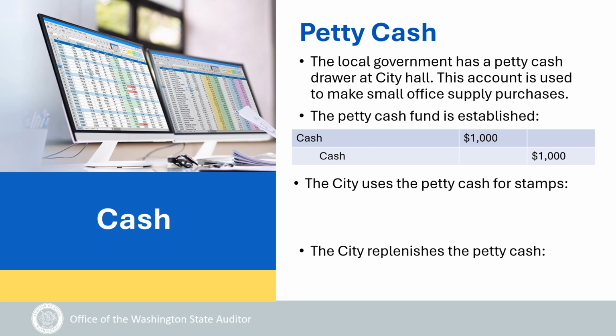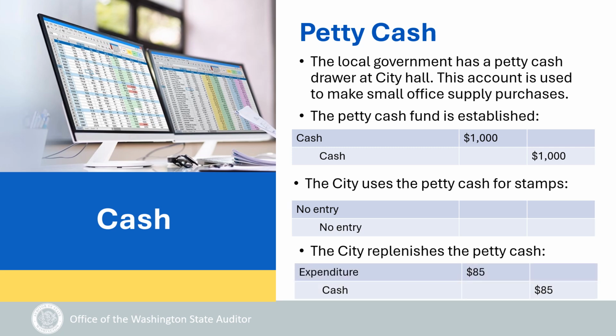Next comes the use of the account. The government in this case utilizes the petty cash account to purchase stamps for use at the government. In this part of the transaction, there's nothing for the government to record yet. Which leads us to the end of the transaction. The government is required to replenish the petty cash account in order for that account to return to its approved balance of $1,000. Based on the journal entry here, we can see that the government must record the expenditure of $85 in order to increase that balance.